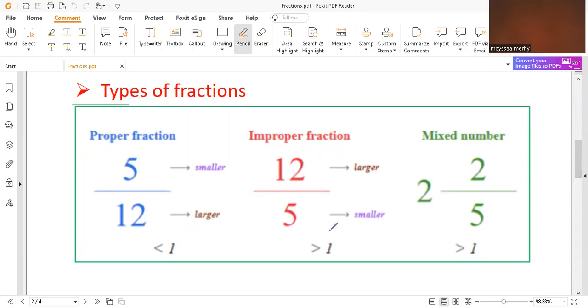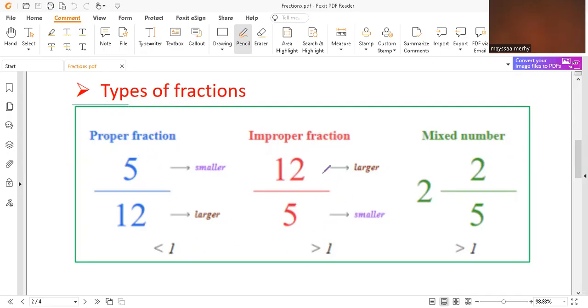We have a proper fraction. A proper fraction is a quotient of two numbers where the numerator is smaller than the denominator. So normally the proper fraction in general is a number that's equivalent to a number smaller than one.